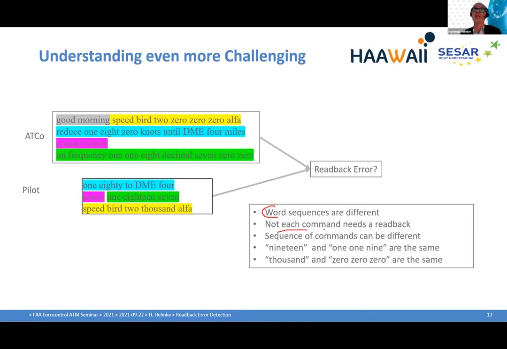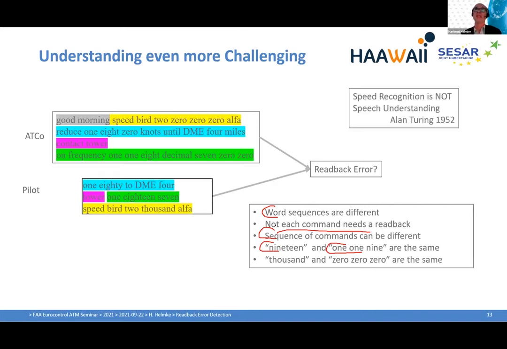And not each command which is given by the ATCO needs a readback. And the sequence in which the pilot is doing the readback must not be identical to the sequence of commands which the ATCO has given. You also might have seen the pilot says 19, the ATCO has said 119, and one has said 1000, the other 000. So we do not want to discuss phraseology here, whether it is good phraseology or not. We just want to decide, is it a readback error or not?